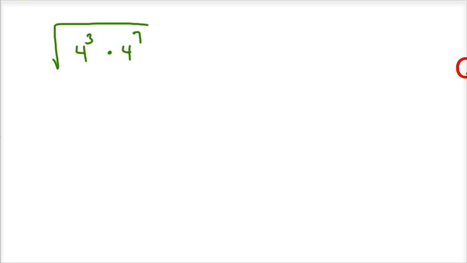The square root of 4 cubed times 4 to the 7th. A little tricky. Can I simplify first, Sam? Yeah, you can. You can add 7 and 3. Okay, keep my bases, and I get 4 to the 10th power. Excellent. So now what is the square root of 4 to the 10th power?